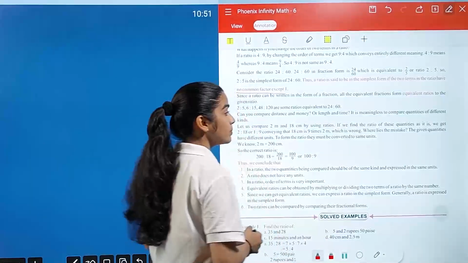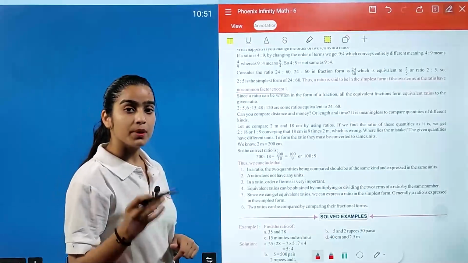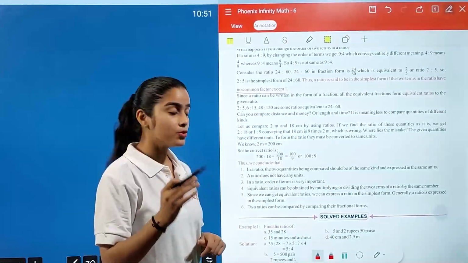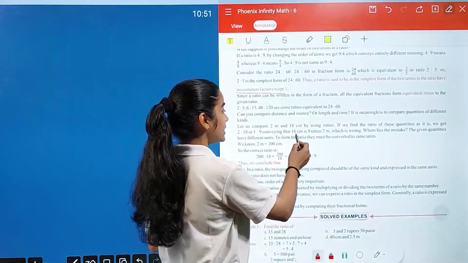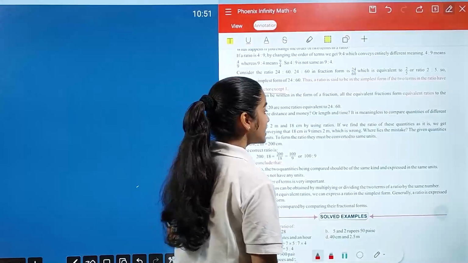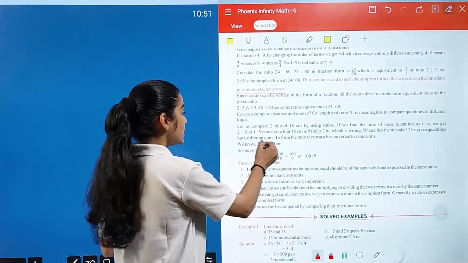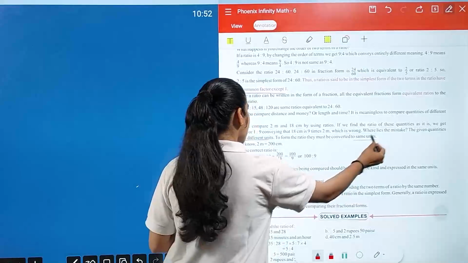It is meaningless to compare quantities of different kinds. When we have a ratio, we have to compare two quantities which have the same unit. So 2 is to 18, or 1 is to 9, conveys that 18 centimeters is 9 times 2 meters, which is wrong. So where lies the mistake? The given quantities have different units. To form the ratio, they must be converted into the same unit.